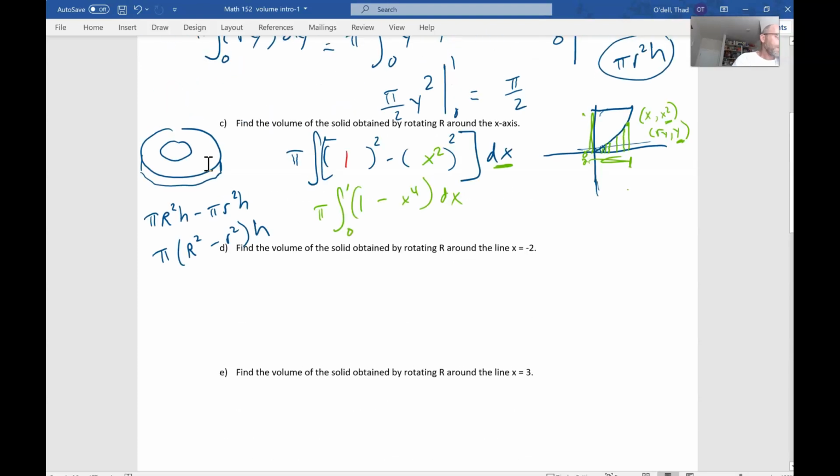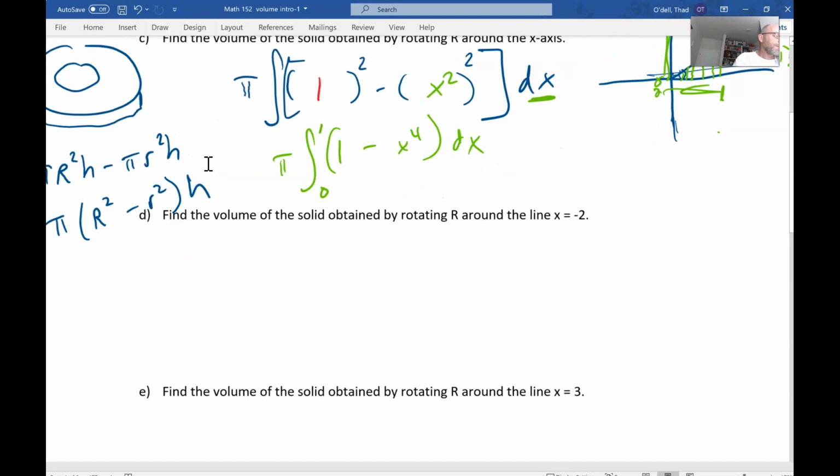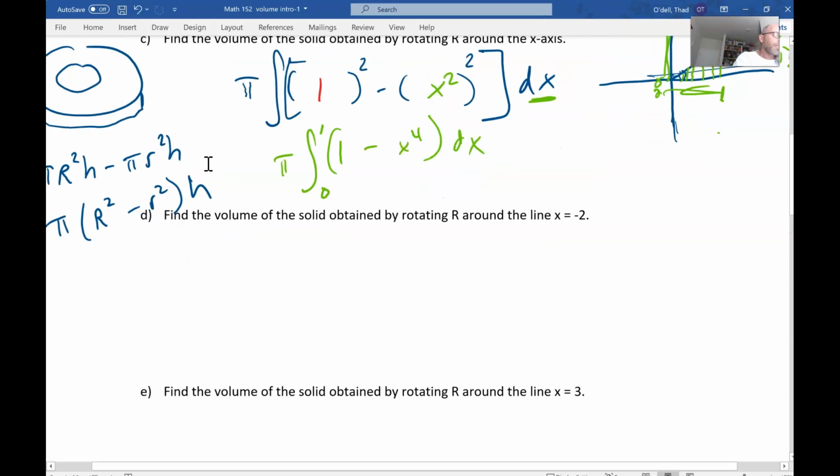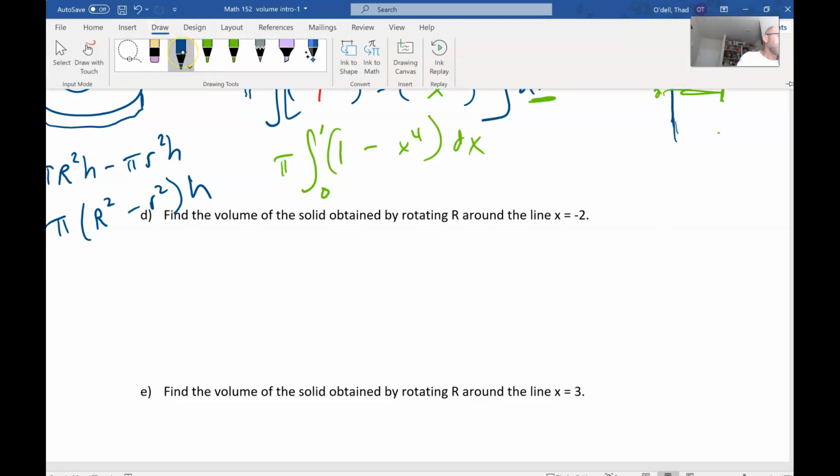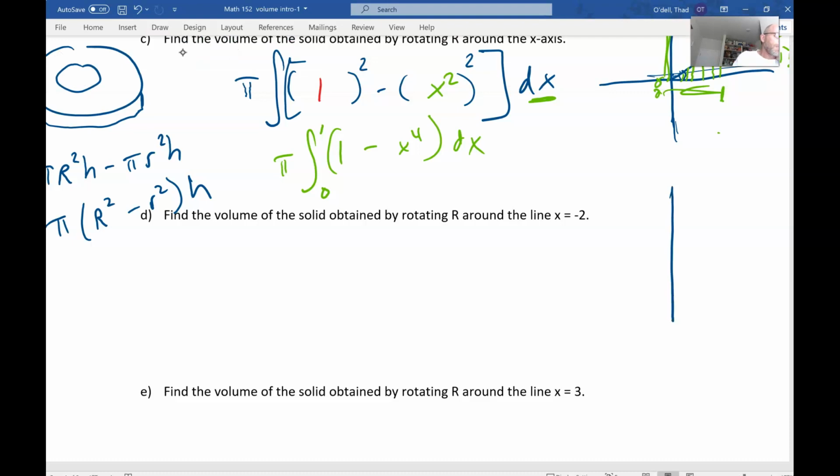Okay. So find the volume of the solid obtained by rotating R around the line x equals -2. So let's draw, I want to go back to my other color. So here's a line. Here's my region again. It's the same region, but this time I'm rotating around the line x equals -2. So that would be 1, 2. Here's my line of rotation out here. Line of rotation right there.